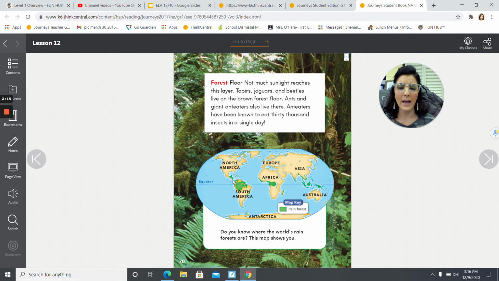So right here we have a little bit of North America, a big part of South America has a lot of rainforest, parts of Africa, some parts of Asia, and a lot of the islands over here. So anything that has green on it is showing that there's a rainforest there.